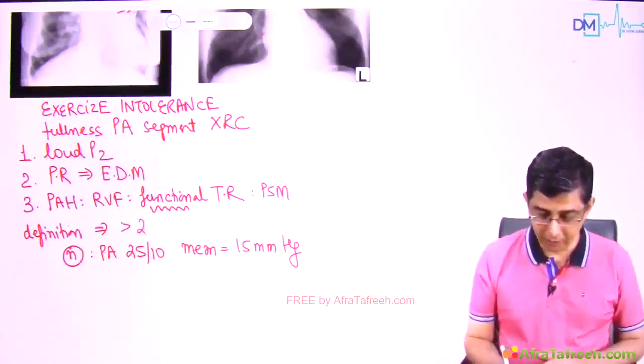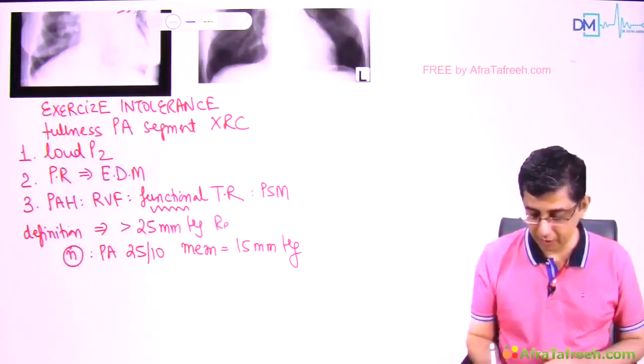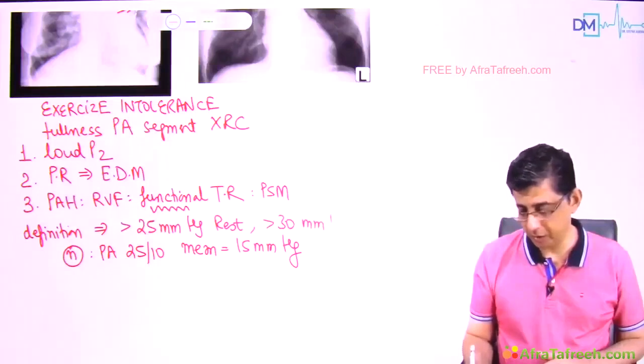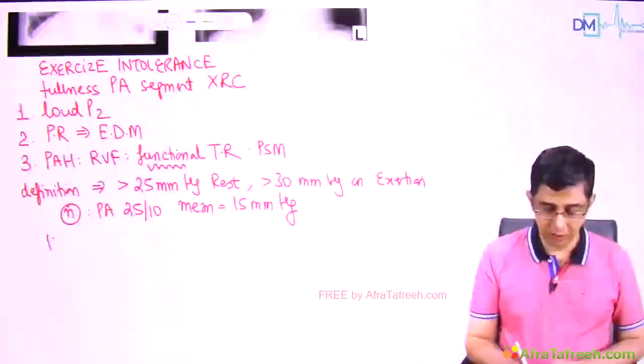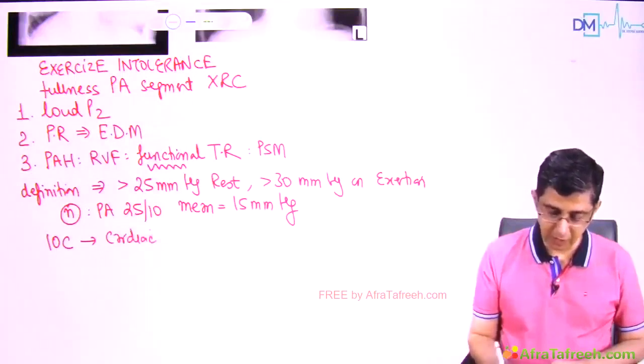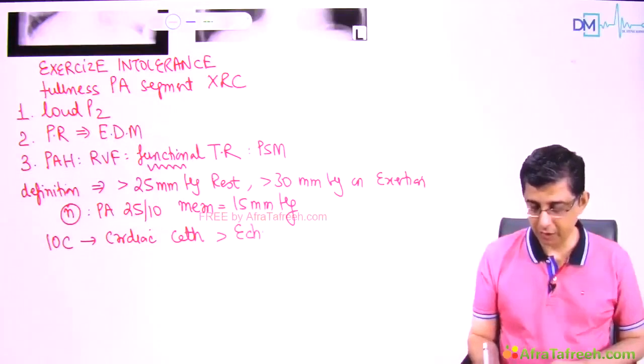Pulmonary artery hypertension is defined as pressure more than 25 millimeters of mercury at rest, or would be defined as more than 30 millimeters of mercury on exertion. The investigation of choice for pulmonary artery hypertension would be cardiac catheterization. Now, if the facility of cardiac catheterization is not available, obviously echocardiography can be used.